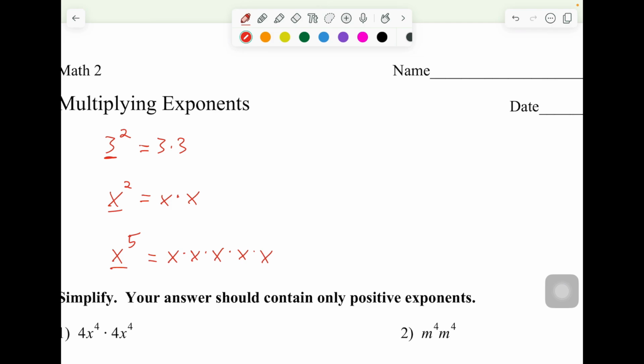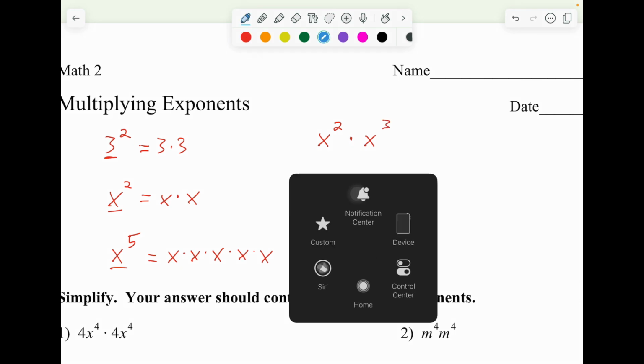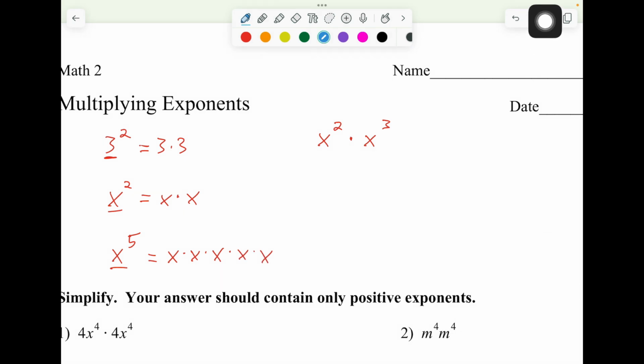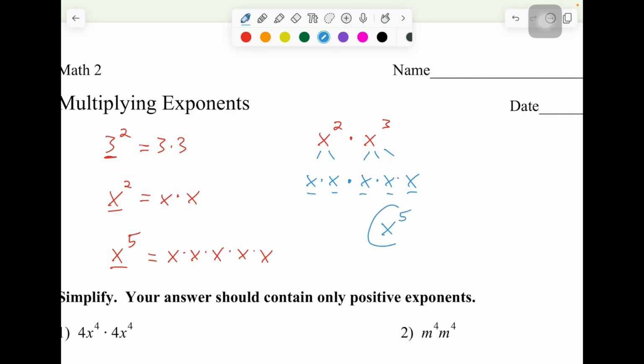When you multiply exponents together, so if I want to do x squared times x to the 3rd, think about how many x's there are, right? In this one, there are 2 x's, so that's x times x. And then in this one, there are 3 of them, right? So x times x times x. If I were to multiply all these together, how many x's are there? 1, 2, 3, 4, 5. So my answer would be x to the 5th.